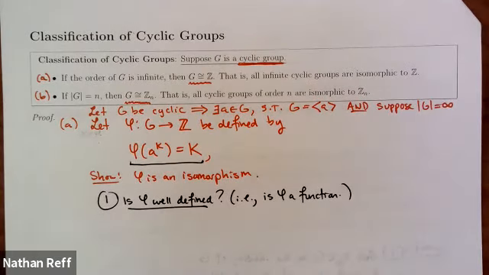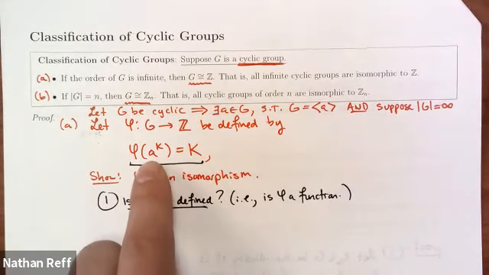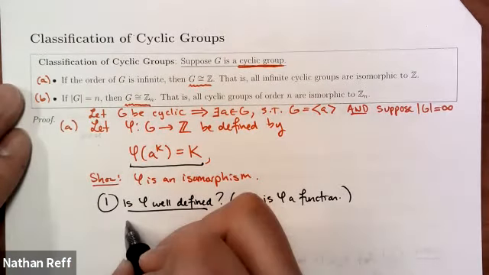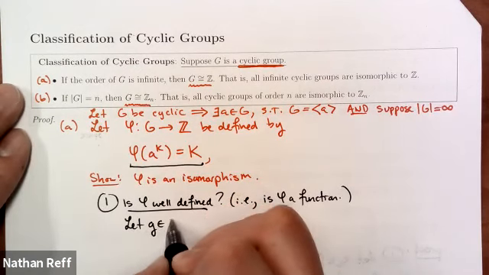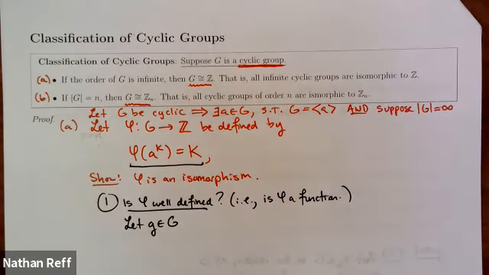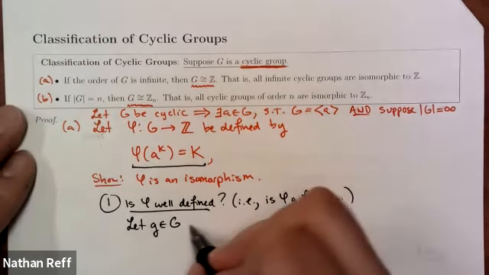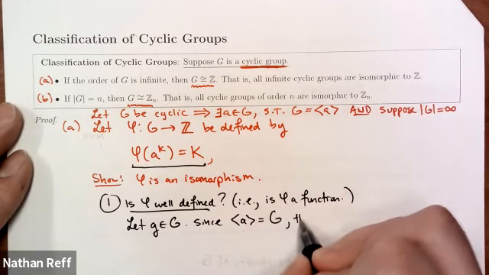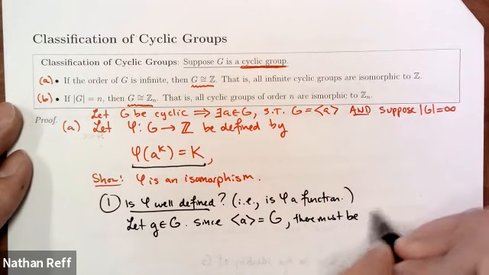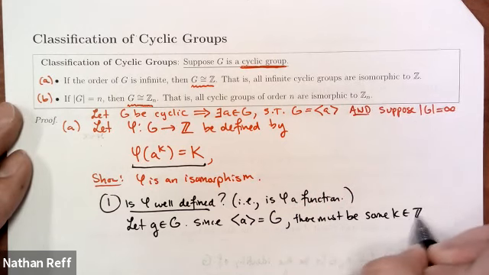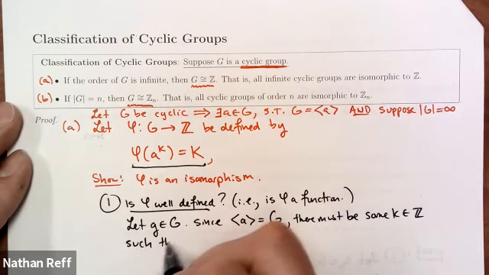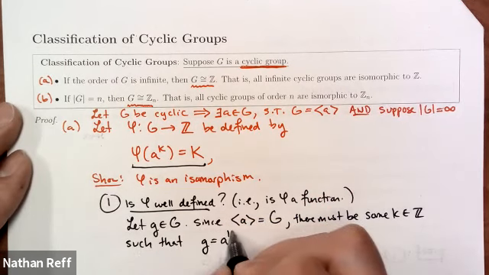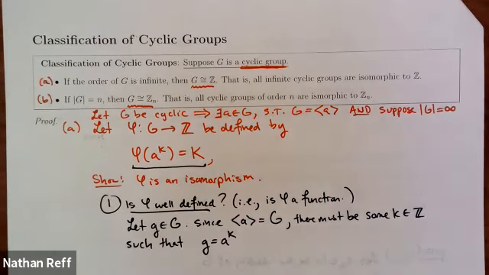Well, in order to prove that, I have to make sense of what my inputs are. Let g be an element of the group. Does everyone agree that since this group is cyclic, since a generates this group, there must be some k in the integers such that g is equal to a to the k? That's what it would mean for the group to be cyclic. Everything should be representable using this little a here.